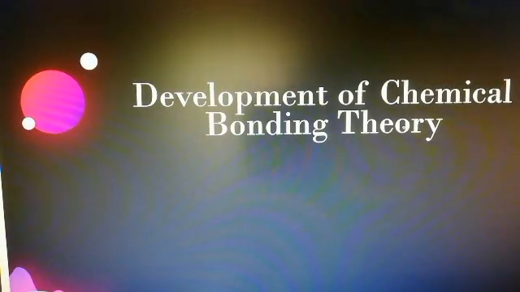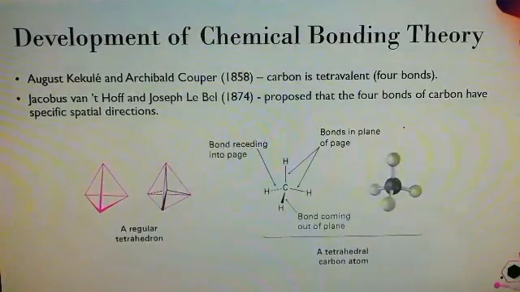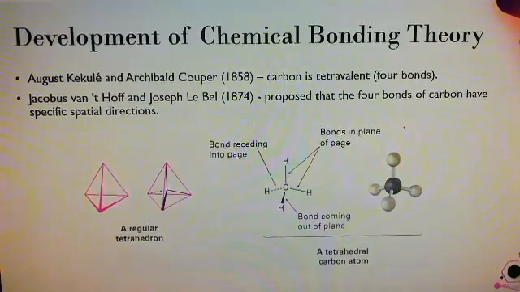So now the development of chemical bonding theory. So noon pa man, chemists already began studying the forces that hold compounds together. So si Auguste Kekulé at si Archibald Couper noong 1858, they proposed that in all organic compounds, carbon is tetravalent. So meaning, carbon forms 4 bonds with other elements para maging stable compound.